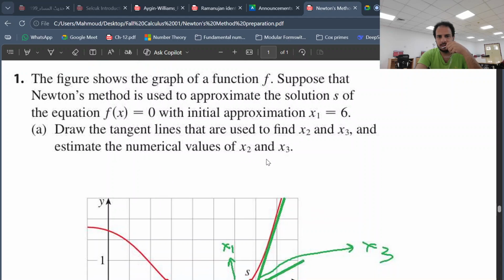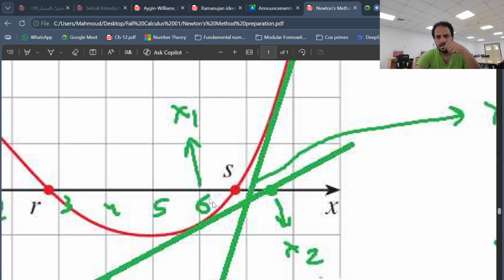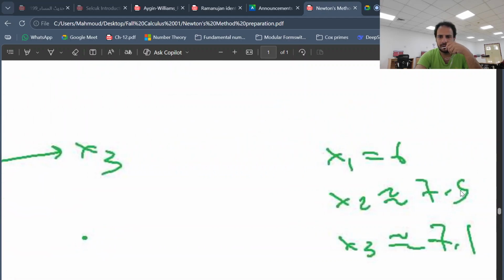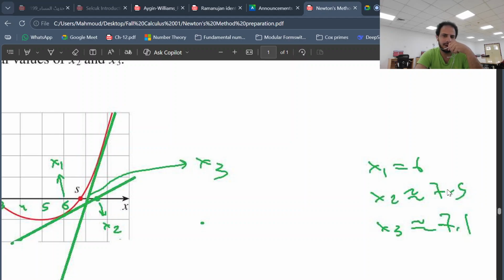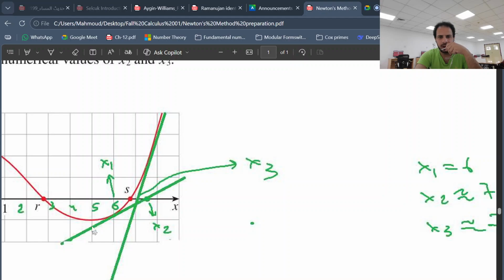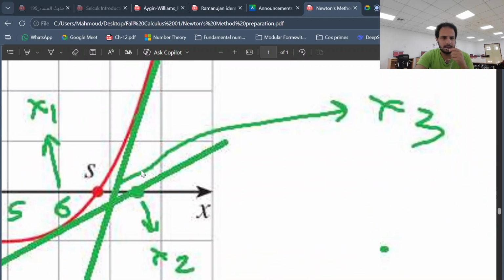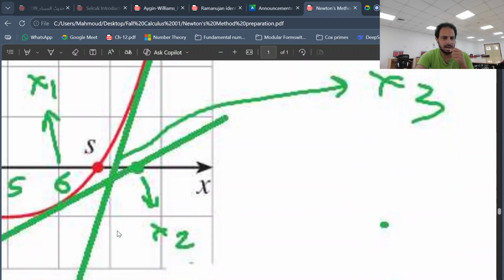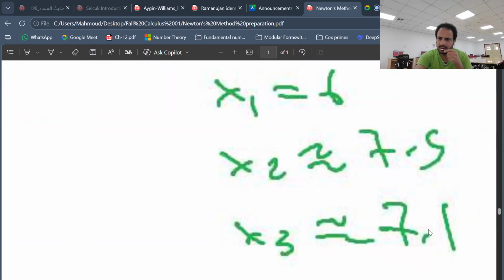The first part, we will choose the initial approximation x1 equals 6. See here, x1 equals 6. Draw the tangent line, you get x2. x2 is nearly 7.5. Last time I solved it, I put 7.5. Then from 7.5, draw the tangent line, this one, and you get x3 here. x3 is a little bit more than 7. It's 7.1.